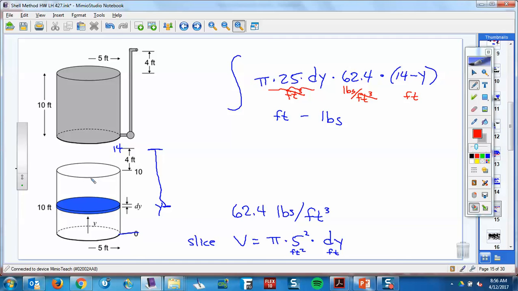Wouldn't it make sense? If the tank's only half full, it's going to take less work to move all the water out of the tank. If the tank's only half full, your integral only goes 0 to 5, right? So think of these as the strips. The strips fill the space from 0 to 10. So this would be 0 to 10. But if the tank was half full, it'd be 0 to 5. If the tank was only 8 feet full, it'd be 0 to 8. So the strips fill the space. So we multiply that all out.